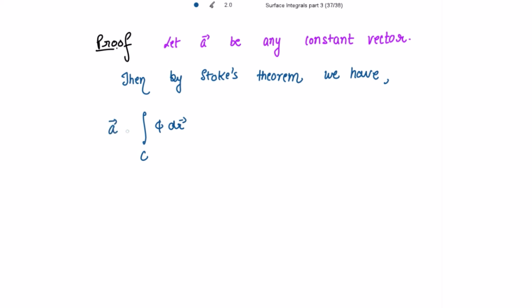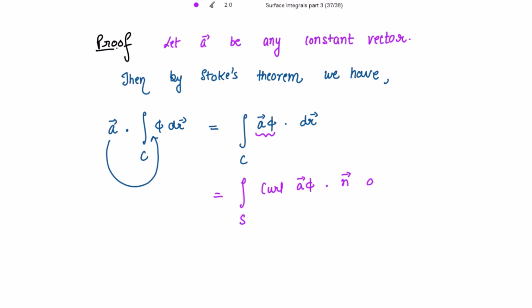taking the dot product of this constant vector with this, and it is equal to, because it is a constant vector, I can take this inside the integration. So it is A vector phi. Phi is a scalar function. So taking the product of this and then having our dot product with dr vector. So now I'm going to apply the Stokes theorem for this function. That is equal to the surface integral of curl of this function, that is A vector phi, and its dot product with n vector ds.